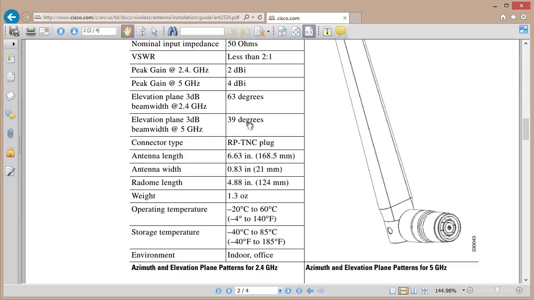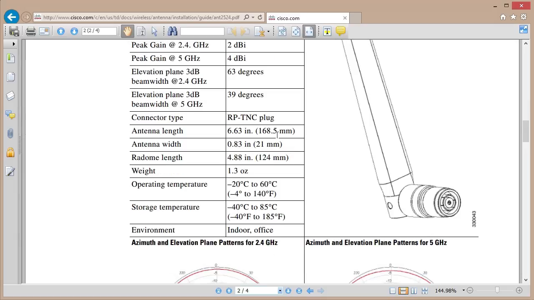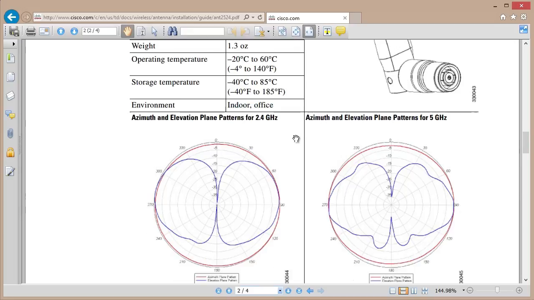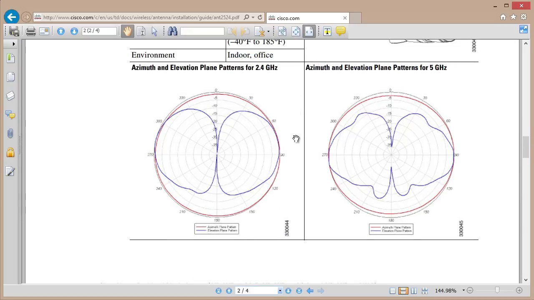So again, understanding the degrees of access. What's our vertical access specifically? Physically, what's its shape? What's its connector type? Remember that you have very specific connectors for antenna. They are very proprietary to how they function. This is an indoor office type of antenna. It's not going to work well outdoors. It's going to work well indoors. And there's that shape, right? Showing you the azimuth and elevation planes at the two different frequencies at which it can operate.